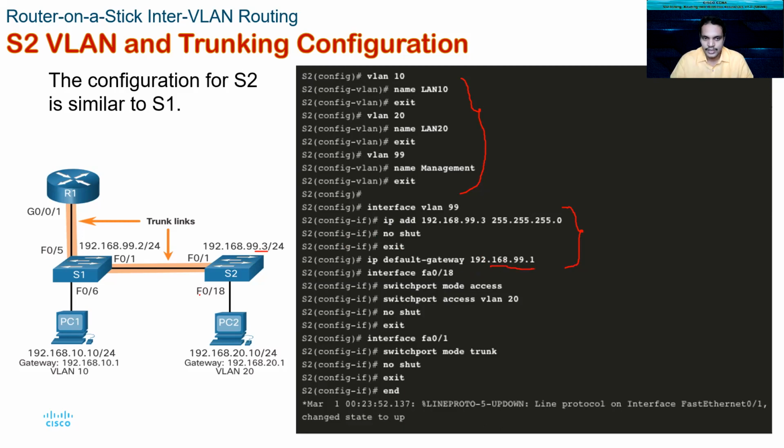And after that, I need to assign F0/18 to access mode and to accept traffic from VLAN 20. And after that, the F0/1 port, I need to make it a trunk port. So switchport mode trunk. So this is for S2. Now we created all the VLANs on S1 and S2, and we assigned the switch ports to access the traffic from the corresponding VLANs. And now let's see what to do on R1.